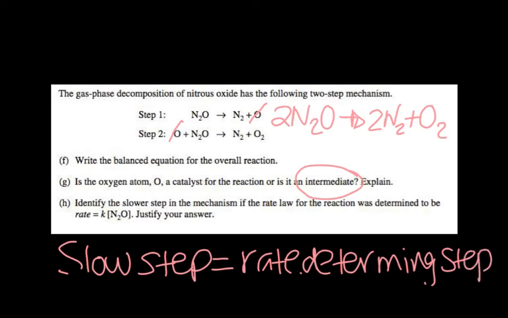and if our rate is K times N2O, then that's where we look for N2O. That's how we know that step 1 is the slow step. We know that step 2 isn't the slow step because O would be included in the rate law, and O is not included in the rate law.